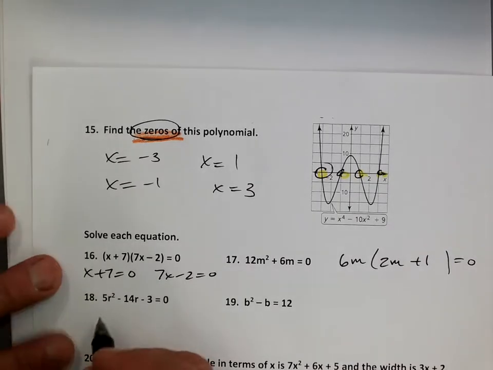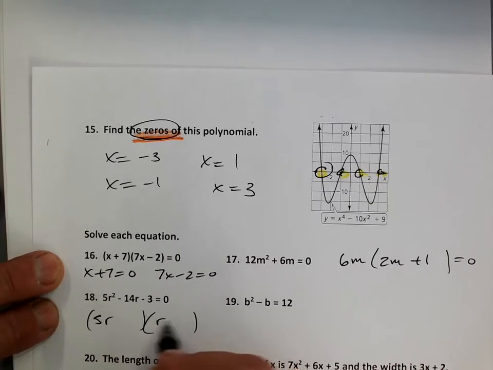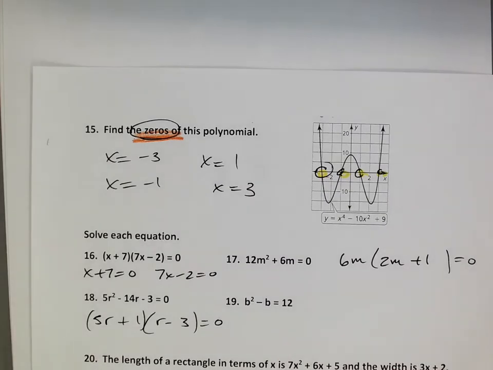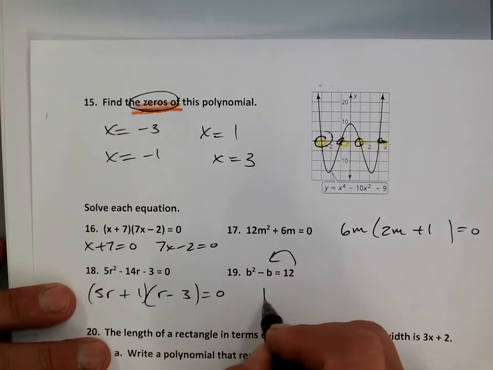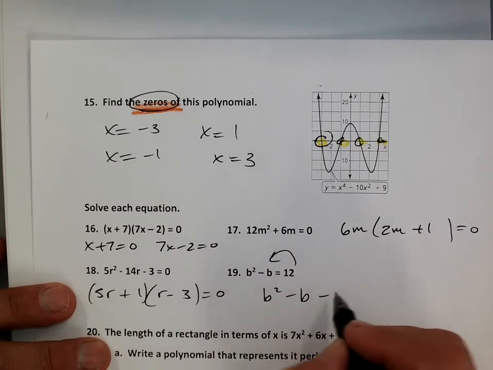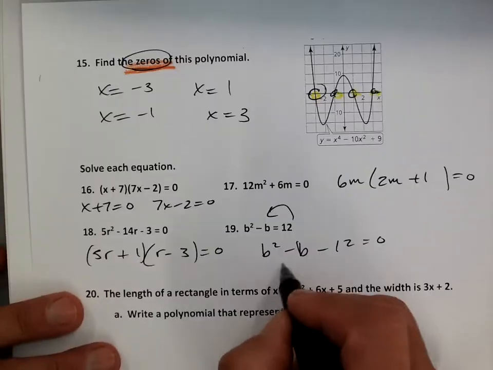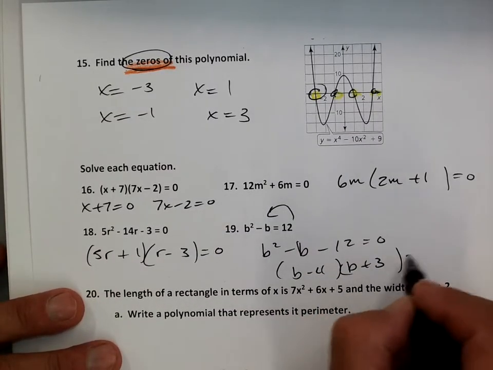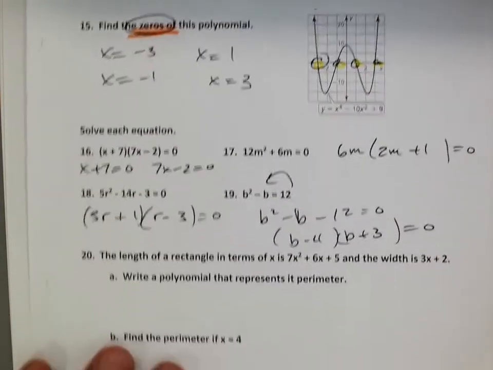18, you have to factor first. 5r, r, 1 and 3. I'm probably going to go minus, plus, and then do your mini equations and solve. On 19, you got to bring over the 12 first, and I got a b squared minus b minus 12. Put a 1 there, and I'm going to factor b minus 4, b plus 3, and then do your mini equations, okay? I'm going kind of fast through this because this is your homework, okay?